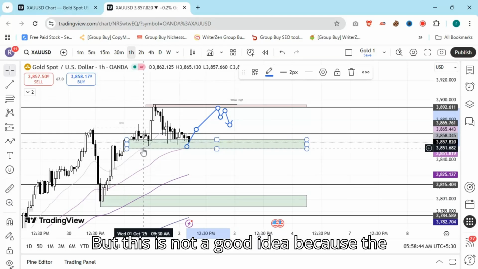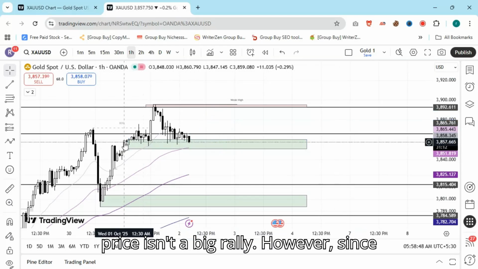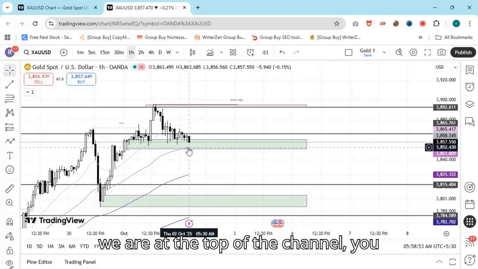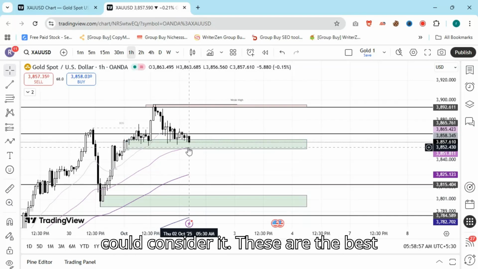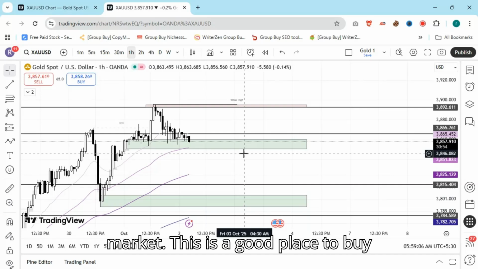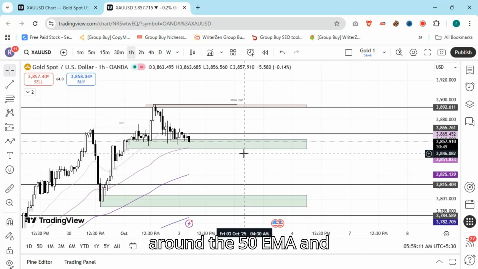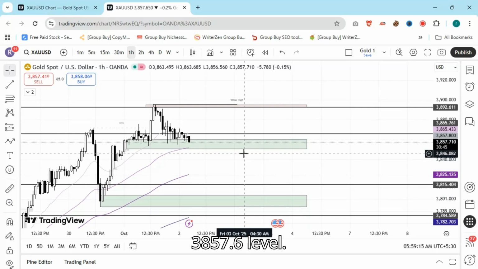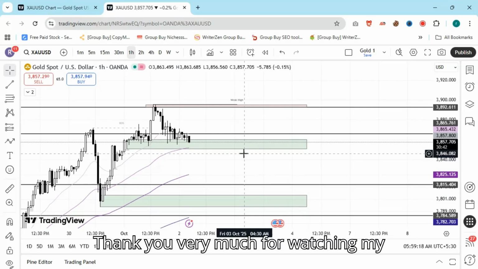But this is not a good idea because the price is in a big rally. However, since we are at the top of the channel, you could consider it. These are the best opportunities one can see in this market. This is a good place to buy around the 50 EMA and 3,857.6 level.